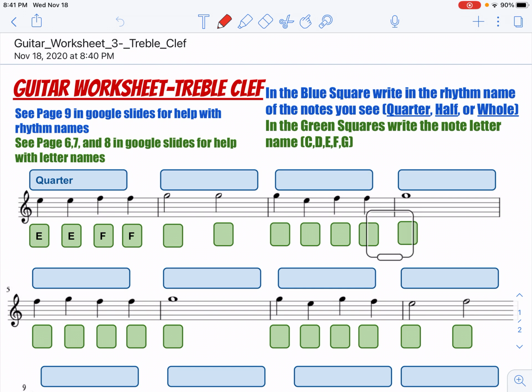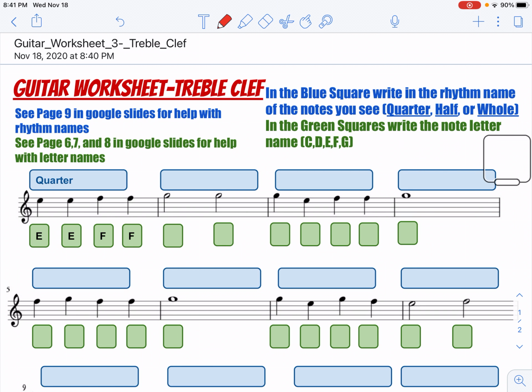All right. So Guitar Worksheet. Let's read the directions. In the blue square, write in the rhythm name of the notes you see. So in these blue squares, we're going to write the rhythm names. Are they quarter notes, half notes, or whole notes in each measure? And then in the green squares, write the note letter name. Is it C, D, E, F, G, etc.? Now for guitar class, today, it's only going to be these three letters, E, F, and G.